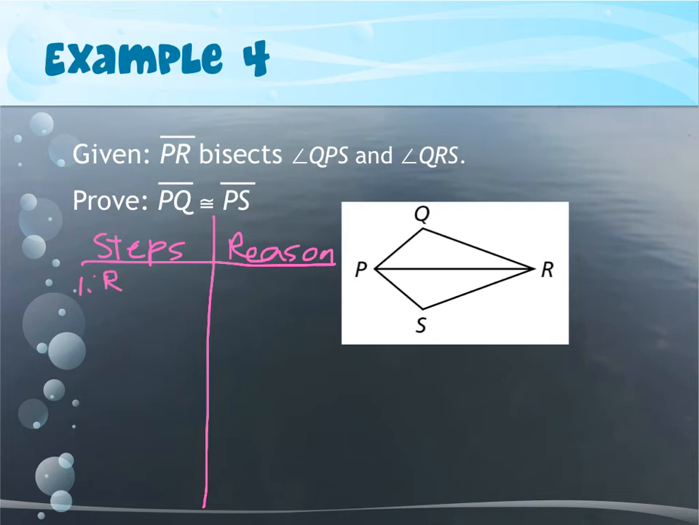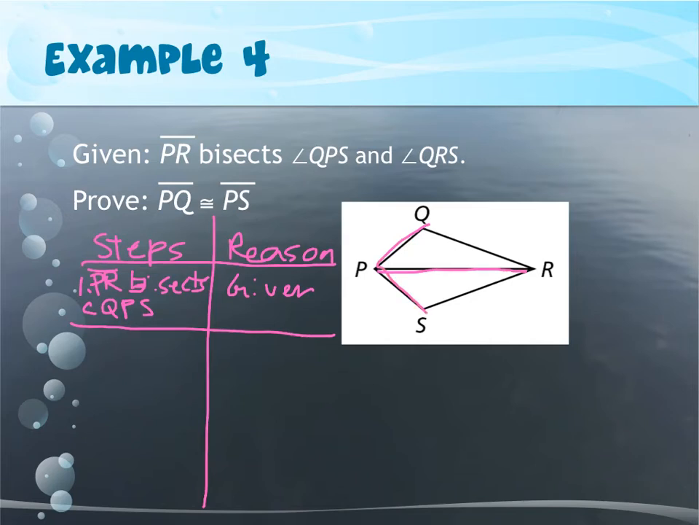So PR bisects angle QPS. Let's just start with the first angle first. So what's our reason for step 1? Given. So if PR, the segment in the middle, bisects QPS, so we're talking about this angle to the left. So the segment here is bisecting this angle.